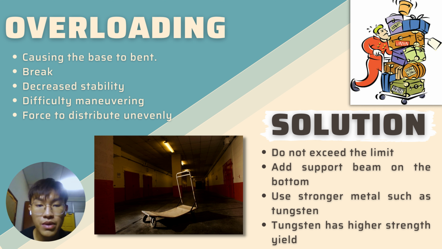Why do we choose tungsten? Because tungsten has a higher yield strength compared to steel, which is that tungsten has 750 megapascal and steel has only 550 megapascal.